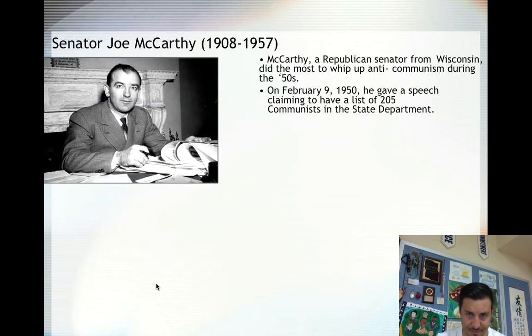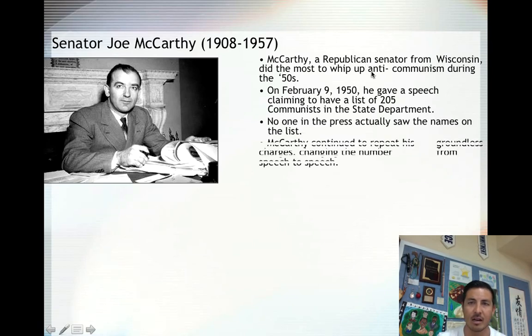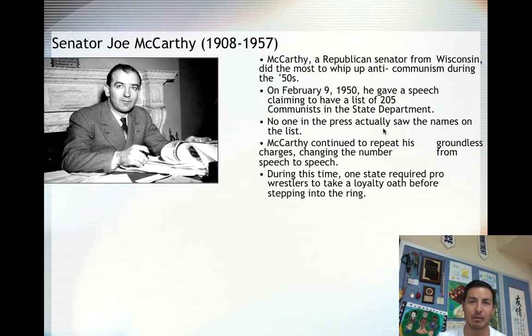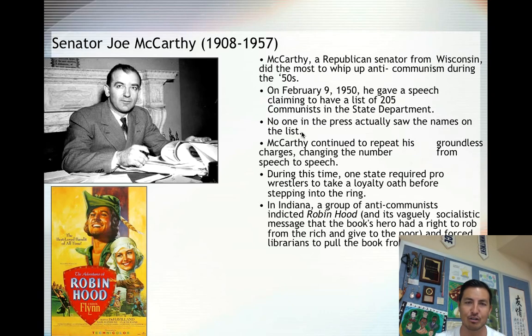Here's McCarthy, Republican, and he's whipped up some anti-communism. I kind of talked to you guys about this. He said that we have these secret names, this list of names of all of these people who are communists, but then he never gave it to the press or gave it to the public. He just said, you better trust me. I know what I'm talking about.